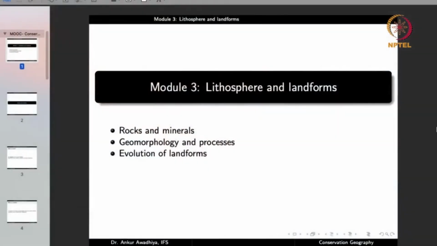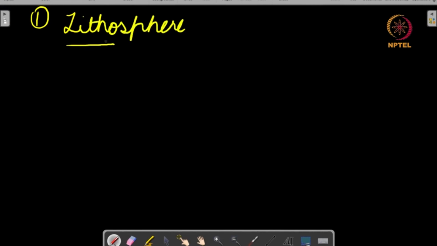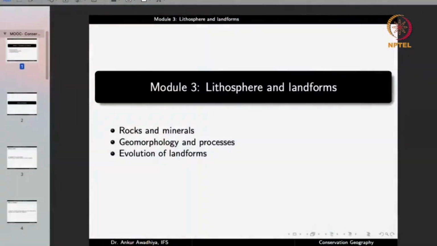Namaste. Today we begin a new module, which is lithosphere and landforms. Now, lithosphere is one of the four spheres of the earth. Lithosphere. Litho means rocks. So this is a rocky sphere, or a sphere that is made out of rocks and solid elements, such as the soil or sand and so on.